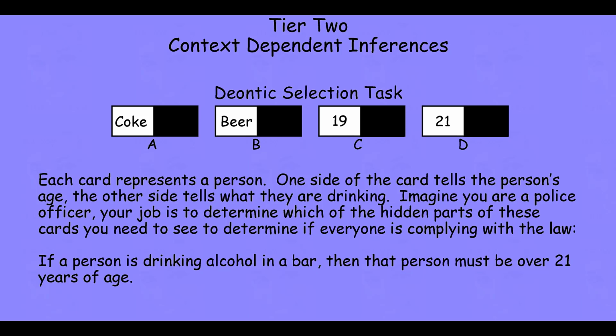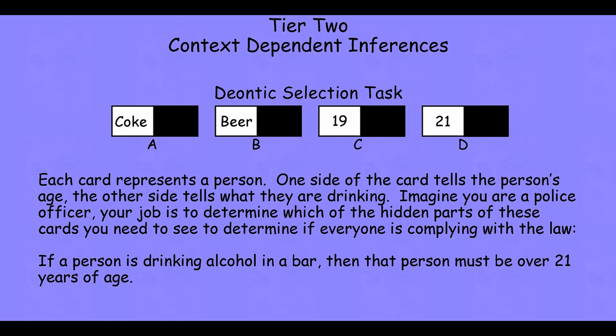So here's our law. If a person is drinking alcohol in a bar, then they must be at least 21 years of age. So you might want to stop the video, think about it for a moment, decide which of these cards you absolutely have to see to determine whether everyone is complying with that law.